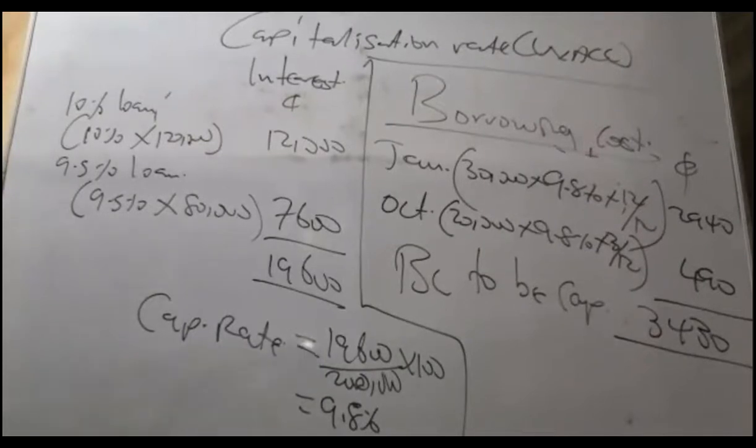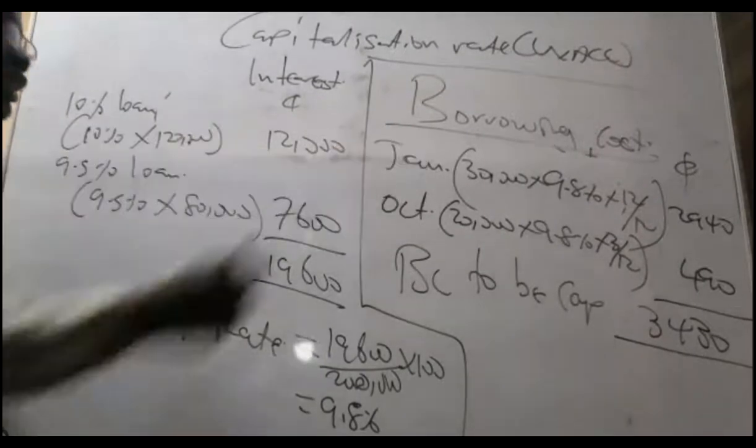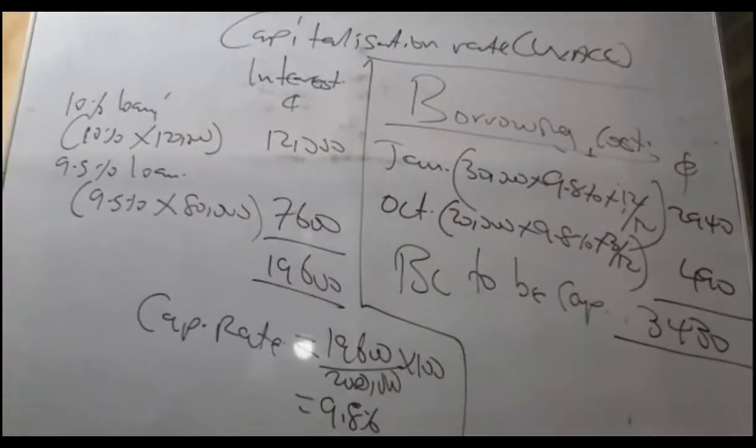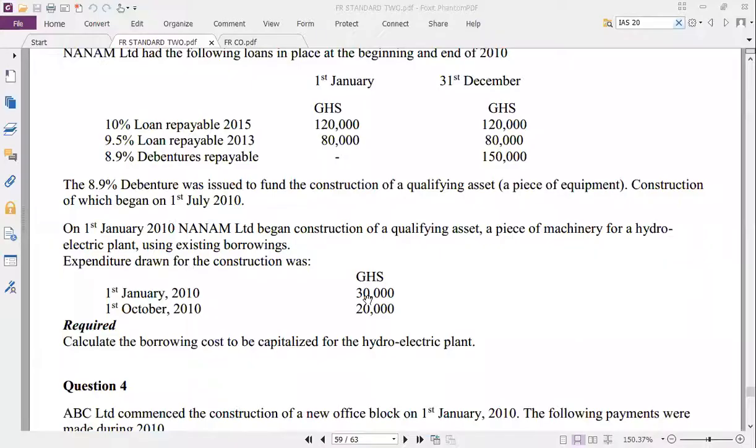So they pick 20,000 and 30,000. So in total they spend 50,000. So 50,000, that's 30,000 plus the 20,000. That's the amount or the cost of the plant. So now it will be 50,000 plus the 3,430.